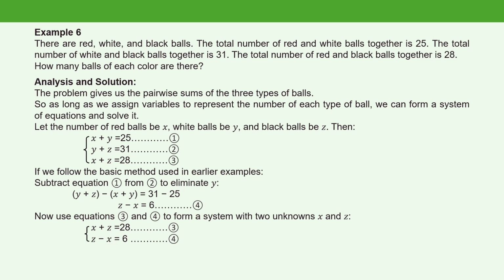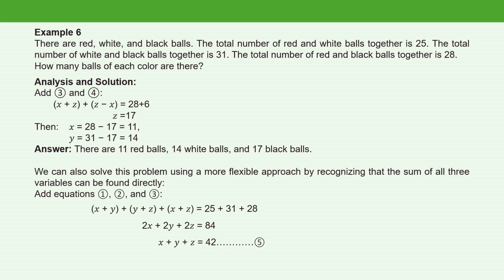If we follow the basic method used in earlier examples, subtract equation 1 from equation 2 to eliminate y, after simplifying we can have equation 4. Now use equations 3 and 4 to form a system with two unknowns x and z. Add equation 3 and equation 4, we can solve z equals 17. Then we can have x equals 11 and y equals 14.